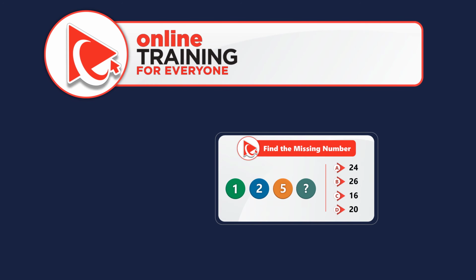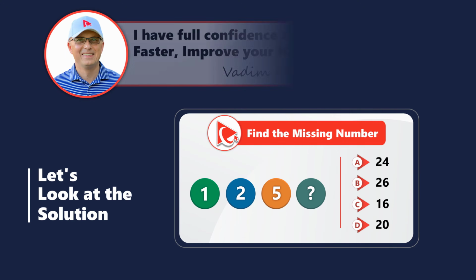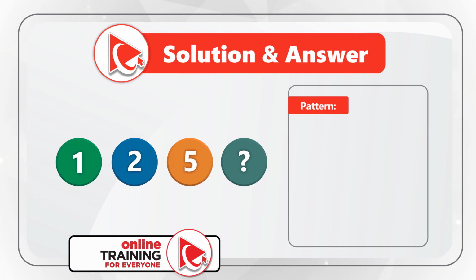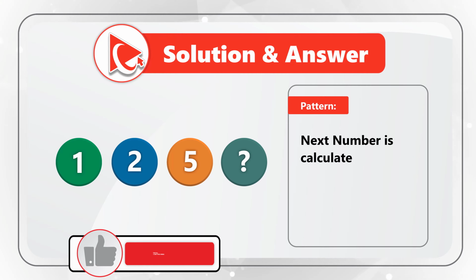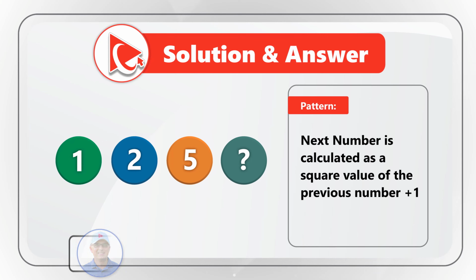Let's move forward so I can share with you my version of the solution. And obviously, if you have a better way to solve it, please make sure to post in comments. I keep repeating myself when I say that finding the pattern is the key to solve this challenge. And the pattern here is that the next number is calculated as a square value of the previous number plus 1.